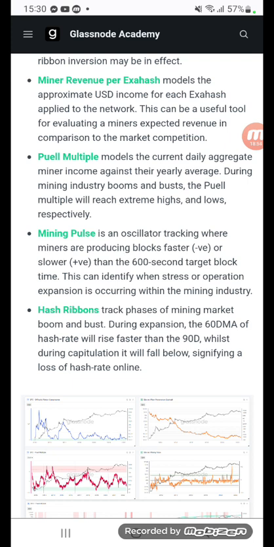Mining block interval oscillator tracking where miners are producing blocks faster or slower than the 600-second target block time. This identifies when stress or operational expansion is occurring within the mining industry. Hash rate chart phases of mining market boom and bust: during expansion, the 14D moving average of hash rate will rise faster than the 90D. During capitulation, it will fall slower, signifying a loss of hash rate online.